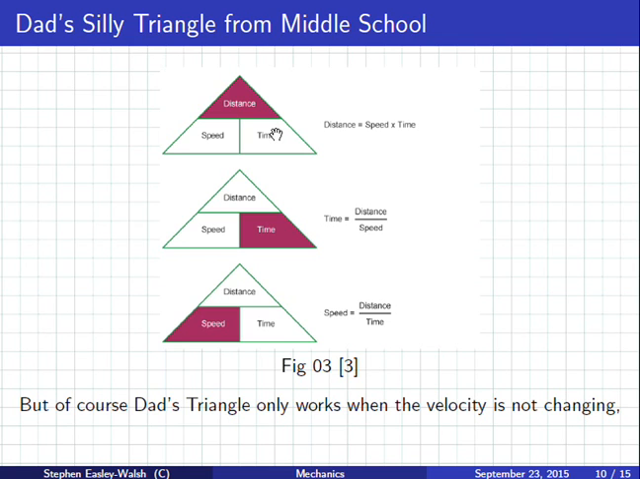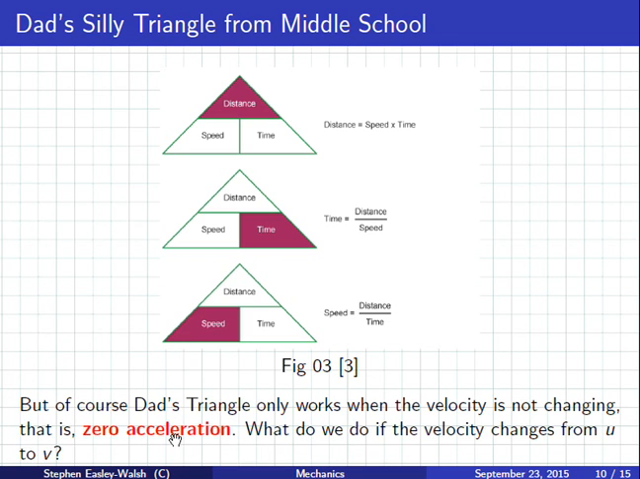Dad's triangle only works when the velocity is not changing. So you can only use this triangle if there's no acceleration. So I'll say that again. This formula you learned in middle school only works when there is no acceleration. That is, the speed and direction stay the same. So you can only use this when there is 0 acceleration. The speed does not change.